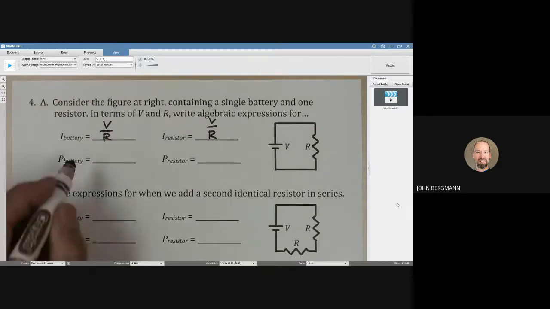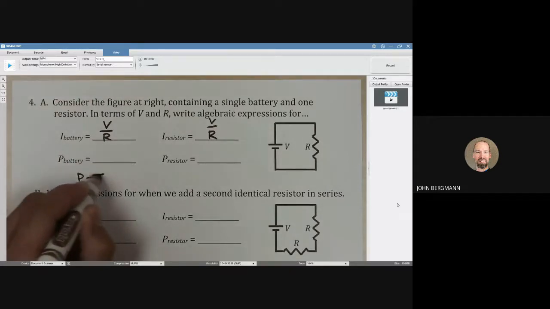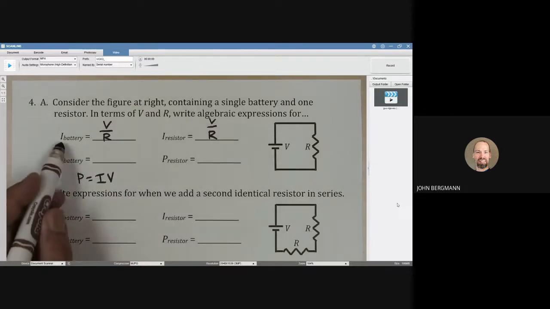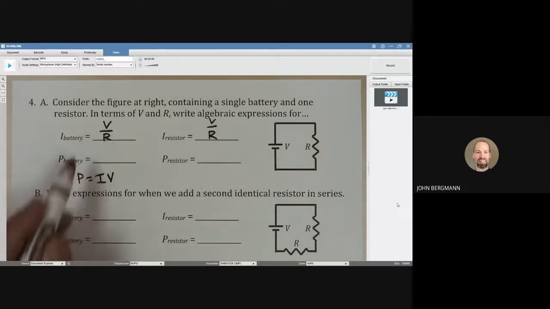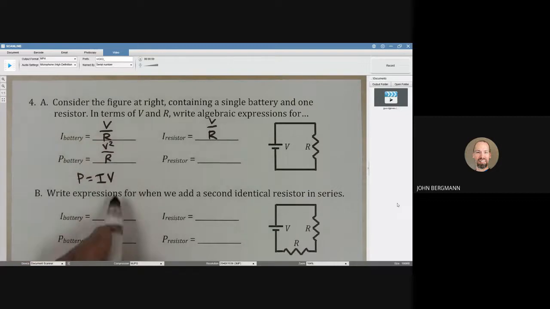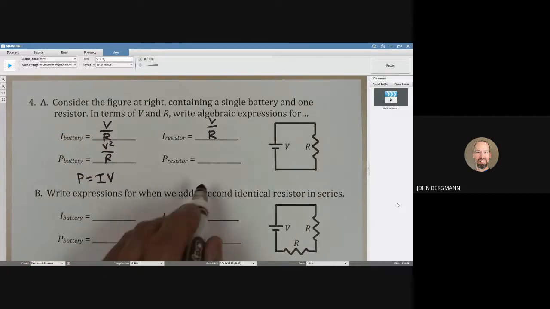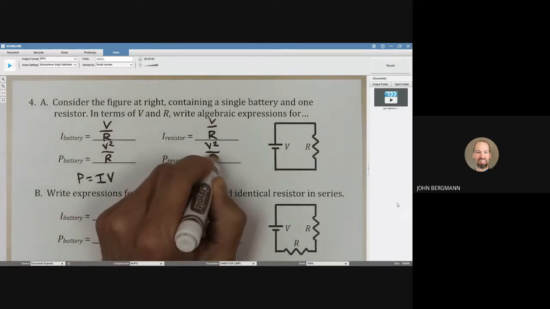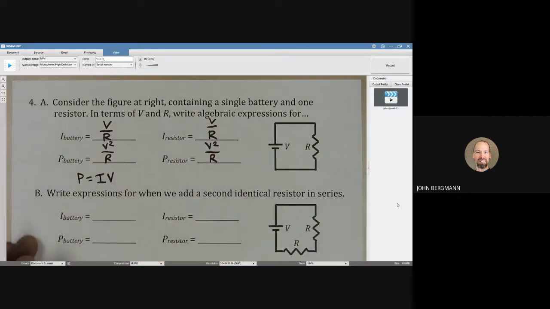The power, recall that electrical power is I times V. The power consumed by the battery, if the current of the battery is V over R, if I put V over R in here, then do you see I end up with V squared over R when we multiply by that V? And that's what we're going to get over here. Same idea, V squared over R. And that makes sense because the power delivered by the battery should be the power consumed by the resistor, and that's what we have here.